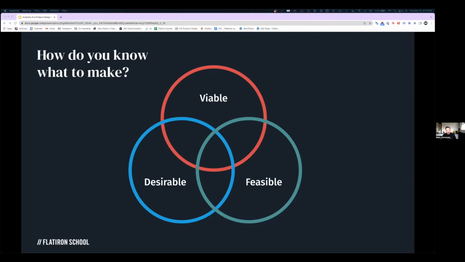As a product designer, you will likely come in around the desirable piece. You'll be working on things that have already been vetted to be viable, right? As a more junior product designer, it's not necessarily your job to determine what we ought to make, but it's going to be your job to understand what your bosses or the leaders on your team think that we should make, or the people that are already working on the things that you're coming in and supporting.